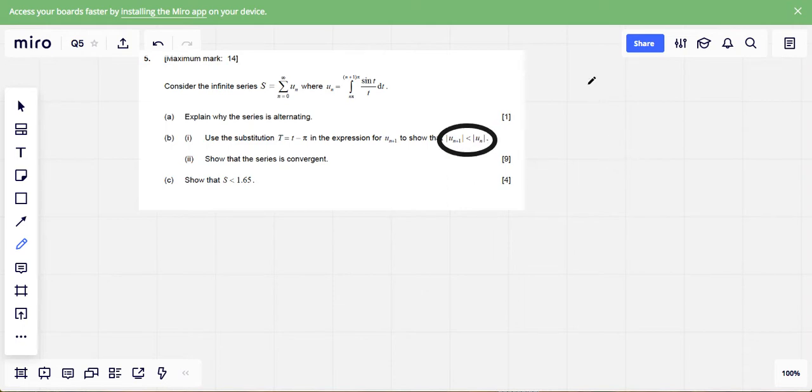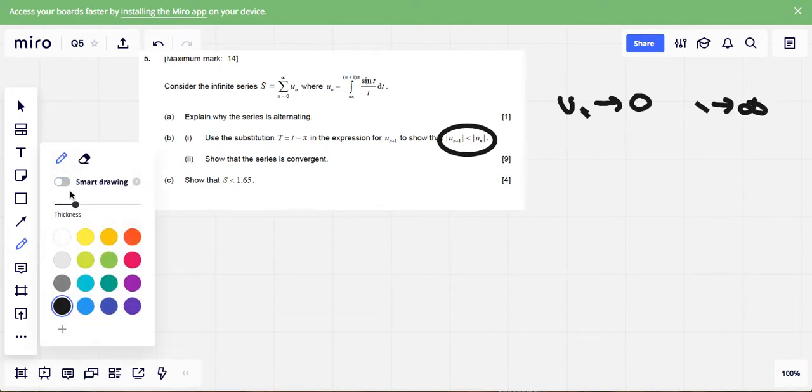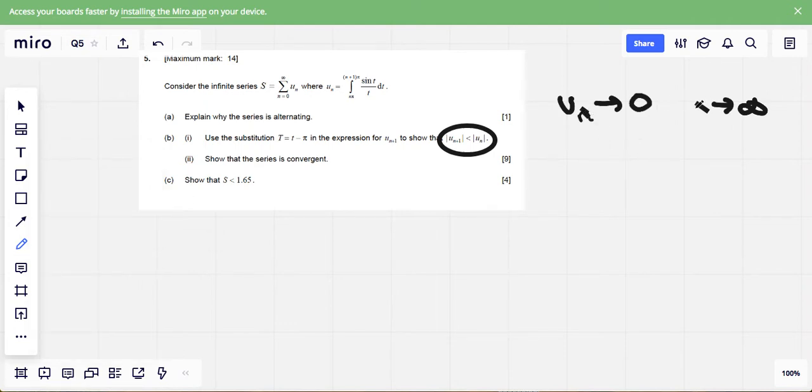this part here. Now the problem is we've got to show that un tends to 0 as n tends to infinity. Okay, I'm going to change this because it doesn't look like that's what you want. Okay, make it slightly thinner. So un tends to 0 as n tends to infinity. So let's look at un. Un is equal to the integral from n pi to n plus 1 pi of sine t over t dt.